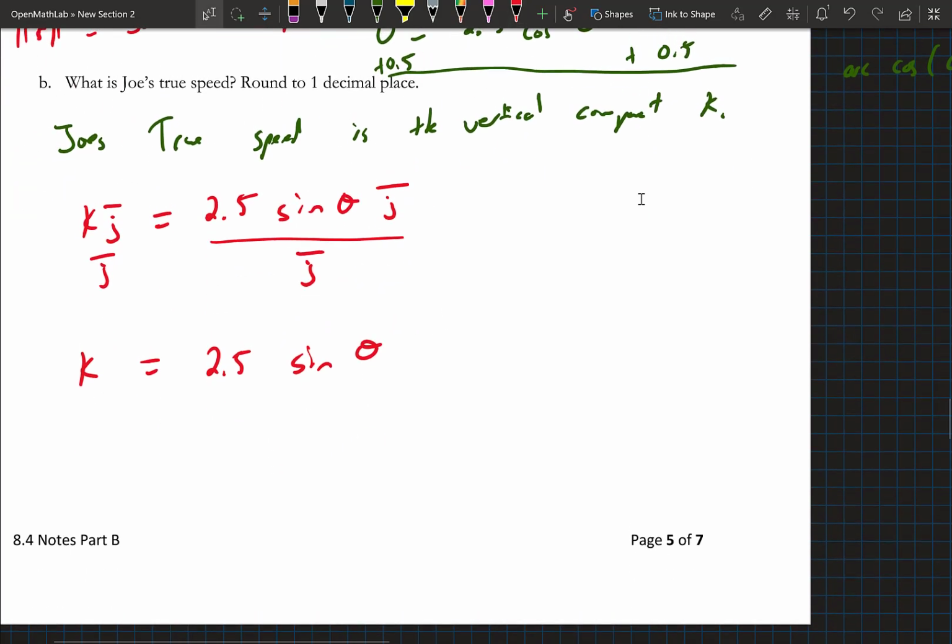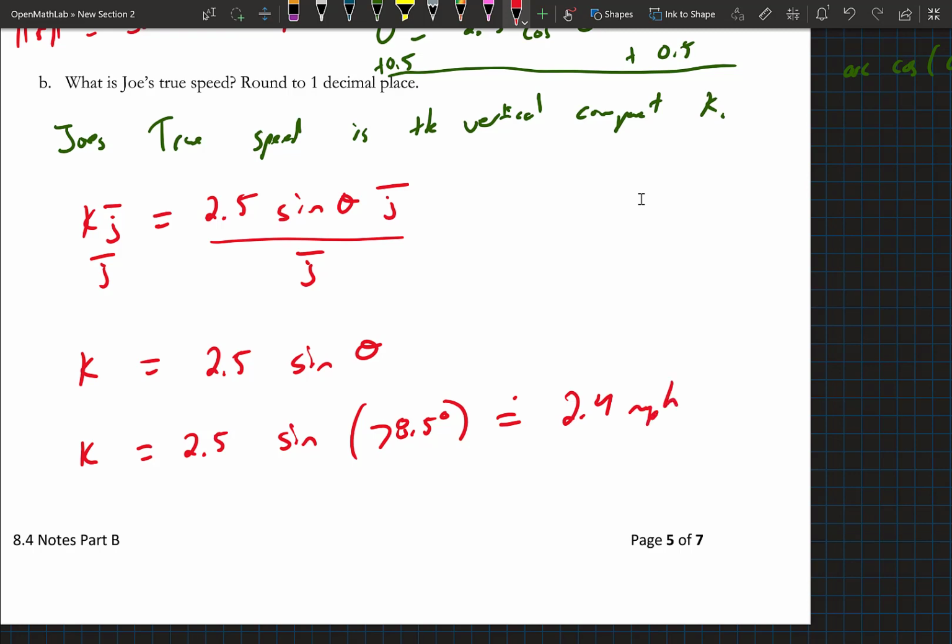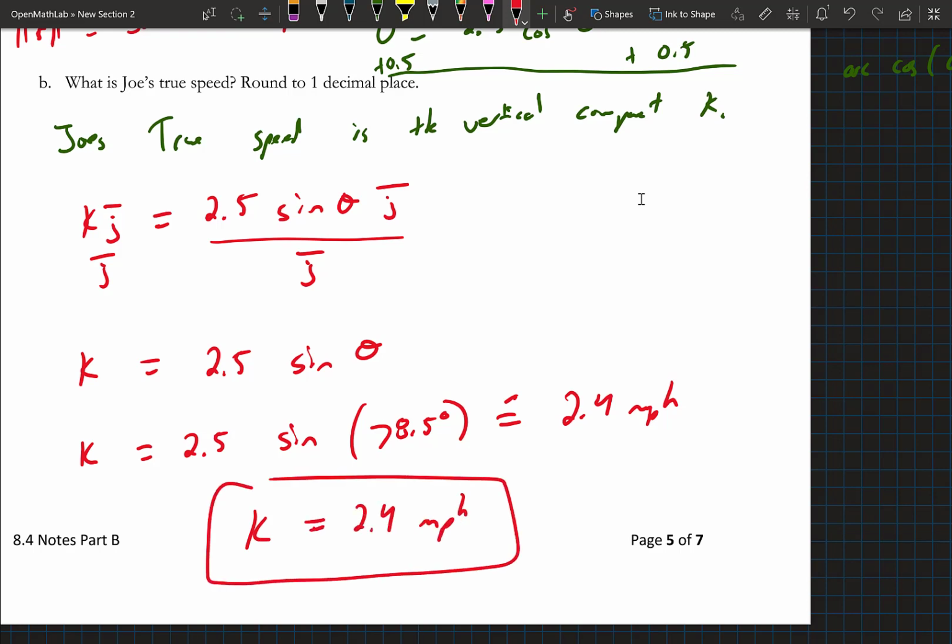So then k would be equal to 2.5 times sine, and we know what theta is from before, which is 78.5 degrees. So this comes out to be 2.4 miles per hour, rounded to one decimal place. So k equals 2.4 miles per hour.